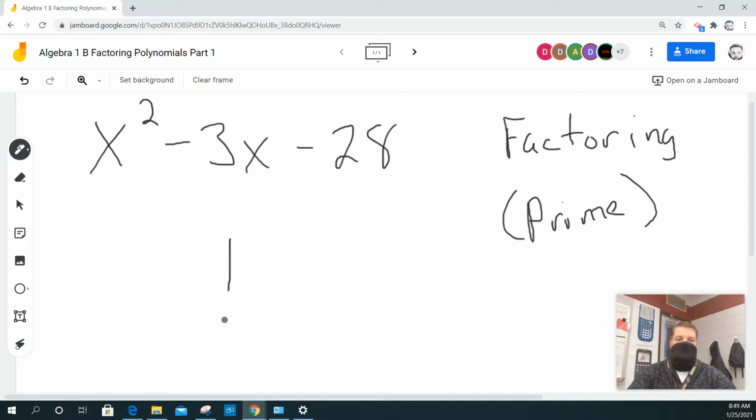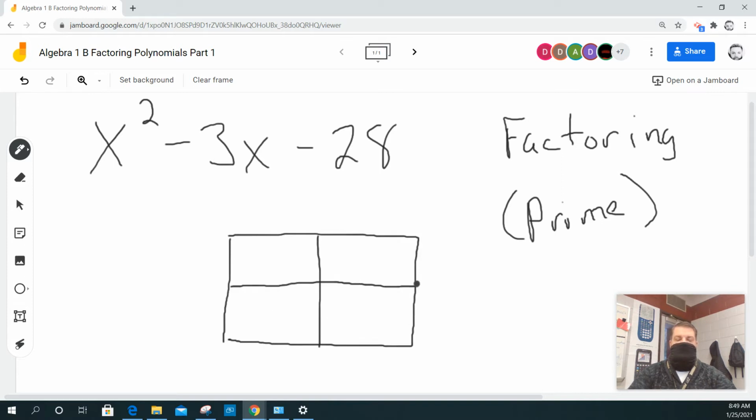Basically this should equal x times something, or x plus or minus something times x plus or minus something. So the way that we do this is we're going to employ what I call the guess and check method. So the first term is my x squared. Now normally, where is that in the grid? Right here in this box, right?